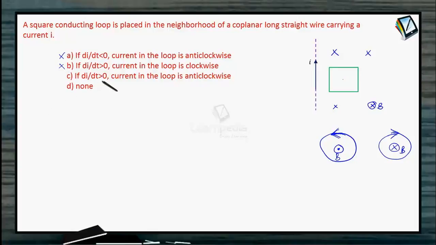C option, if di by dt is greater than 0, the current in the loop is anti-clockwise. Since we have discussed this, and the other options are wrong, this has to be correct. Okay, so we have got option C as the right option for this question.